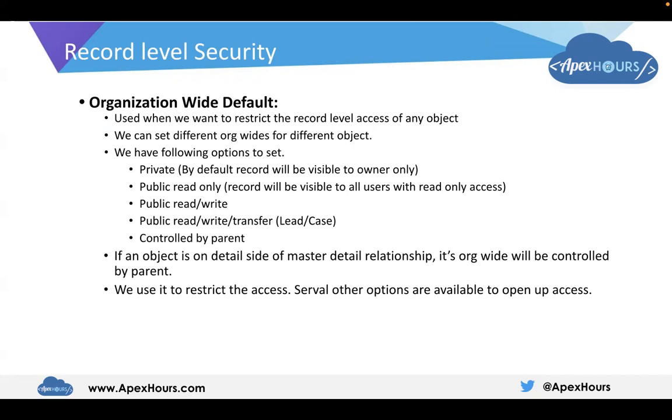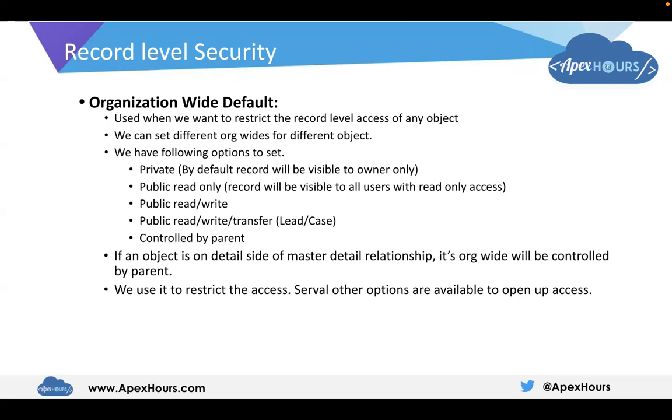The following actions are available. We can set the override default as private for a particular object. It means only the record owner will be able to see the record, and no other users will be able to see it. If it is public read only, then these records will be visible to all the users, but users will not be able to edit the record apart from the owner.